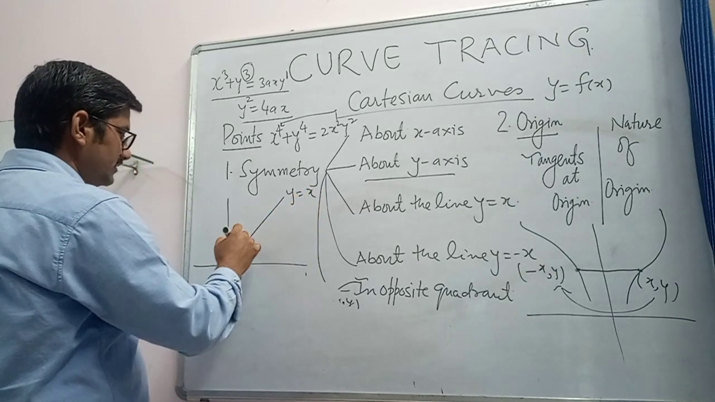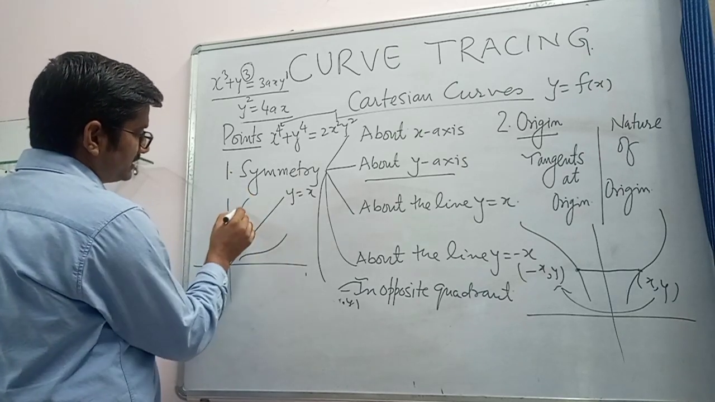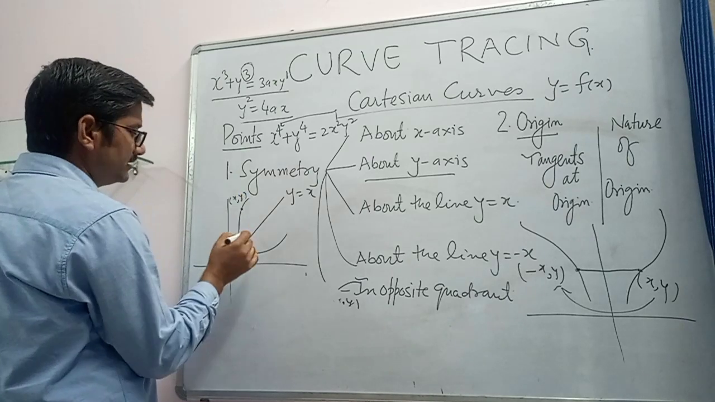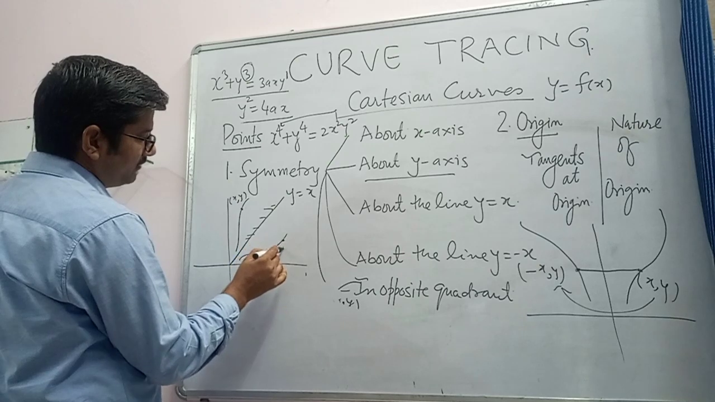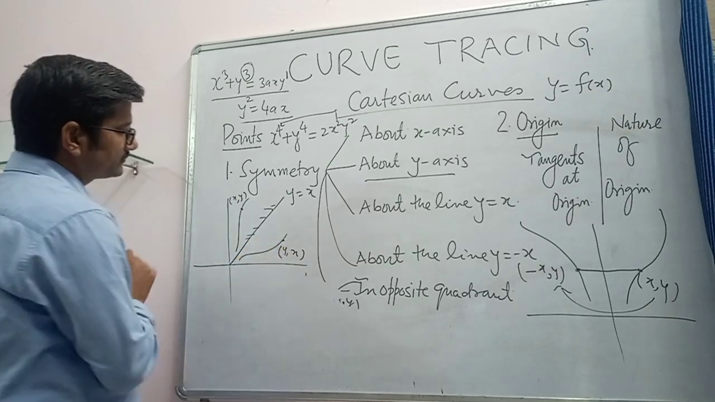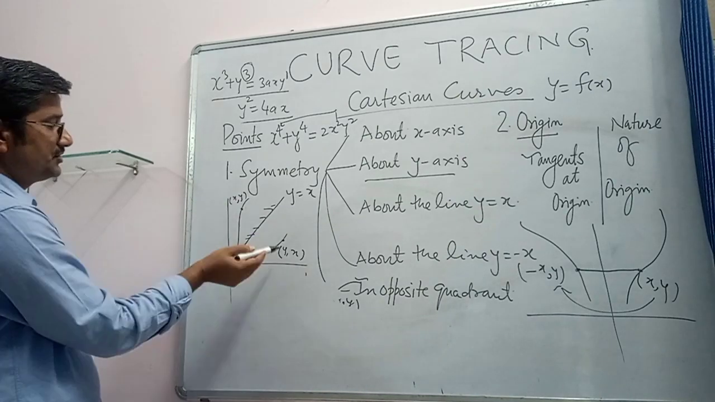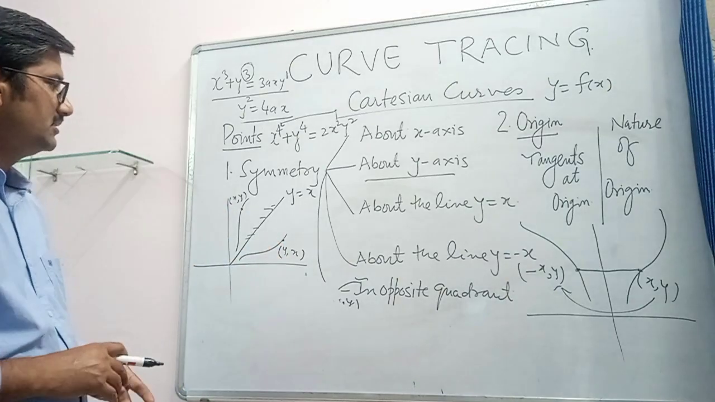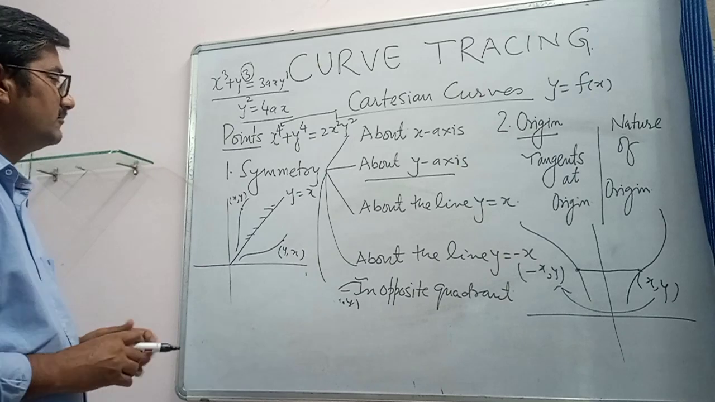So if a curve is like this, so this point is say x comma y. Obviously, if it is a mirror, its image will be y comma x. Its mirror image will be y comma x. It means if you interchange x and y and the equation of the curve does not change, then it is symmetric about the line y equal to x.